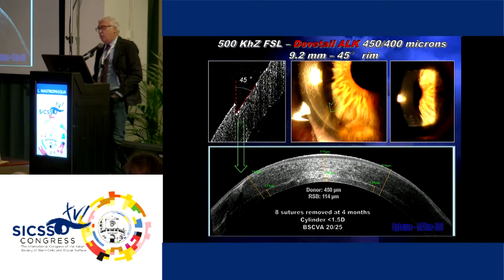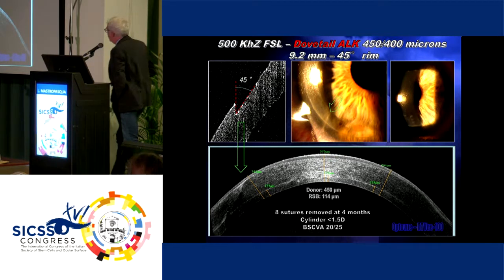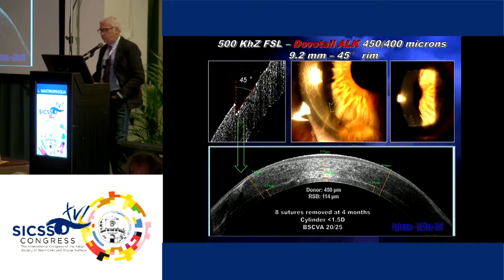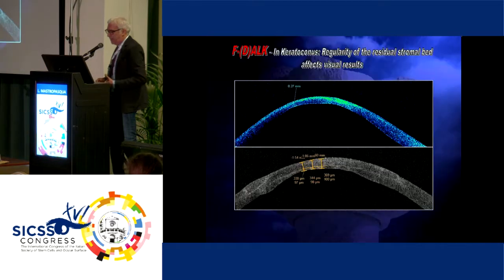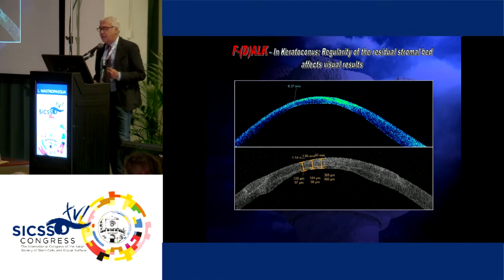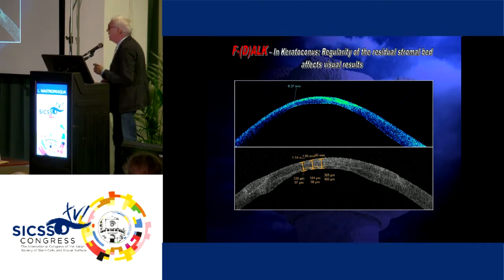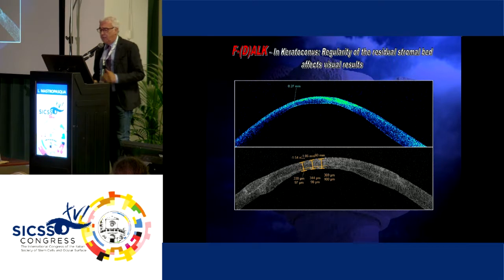And you can see here that we can perform this top hat or tilted arc. That is very important because we reduce the astigmatism, we reduce the cylinder, we reduce the sutures, and we have a really good result. But the question is, when we have keratoconus, is it possible to perform a DALK, deep anterior lamellar keratoplasty, with femtolaser?